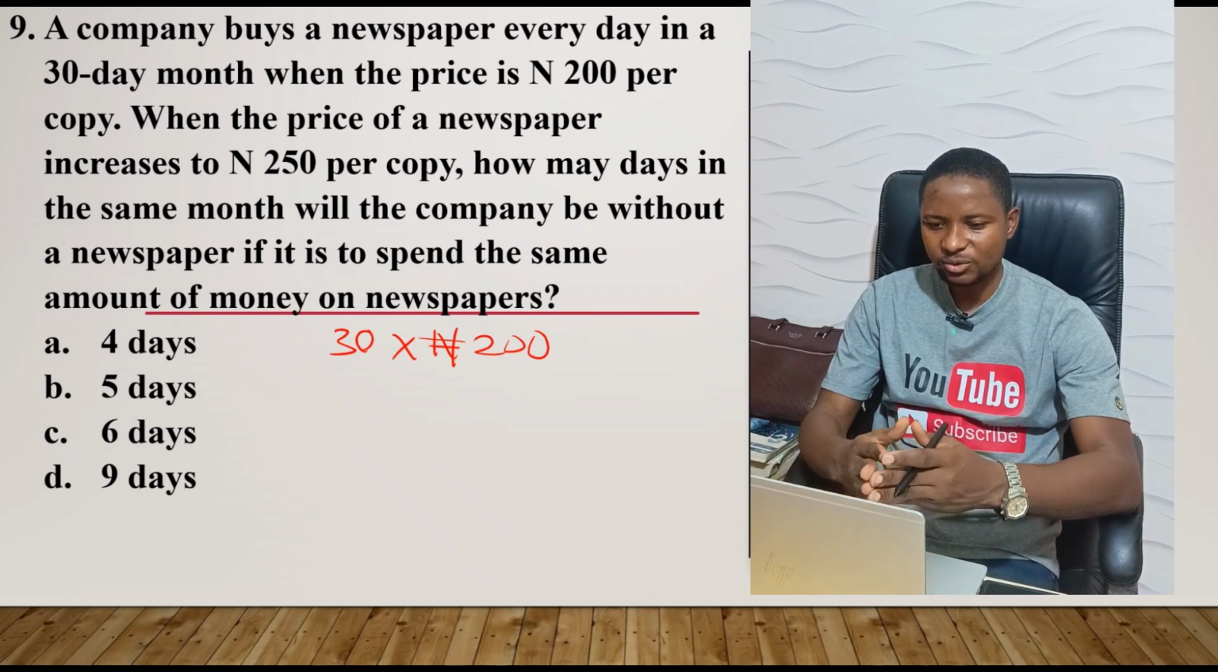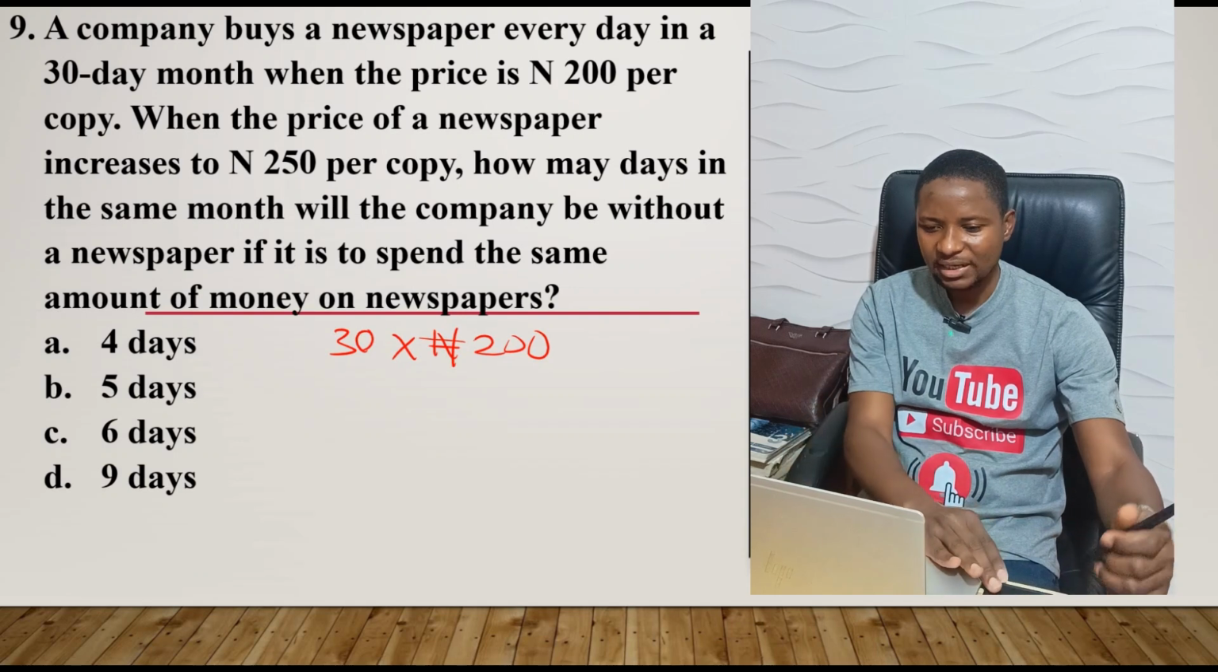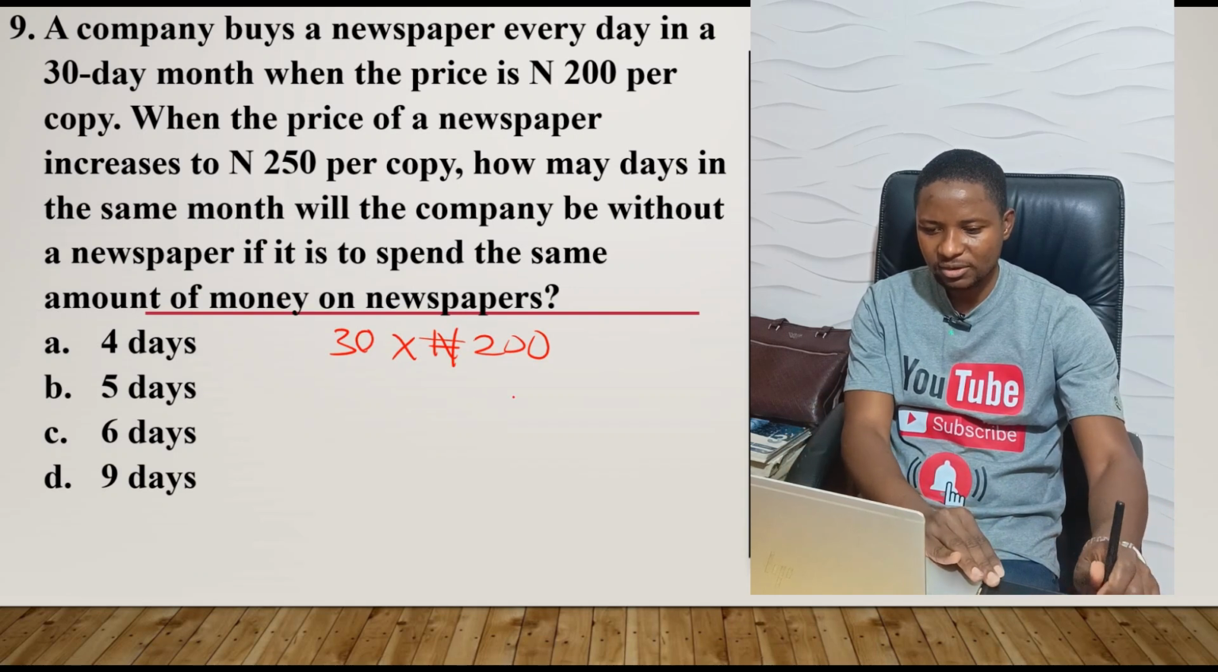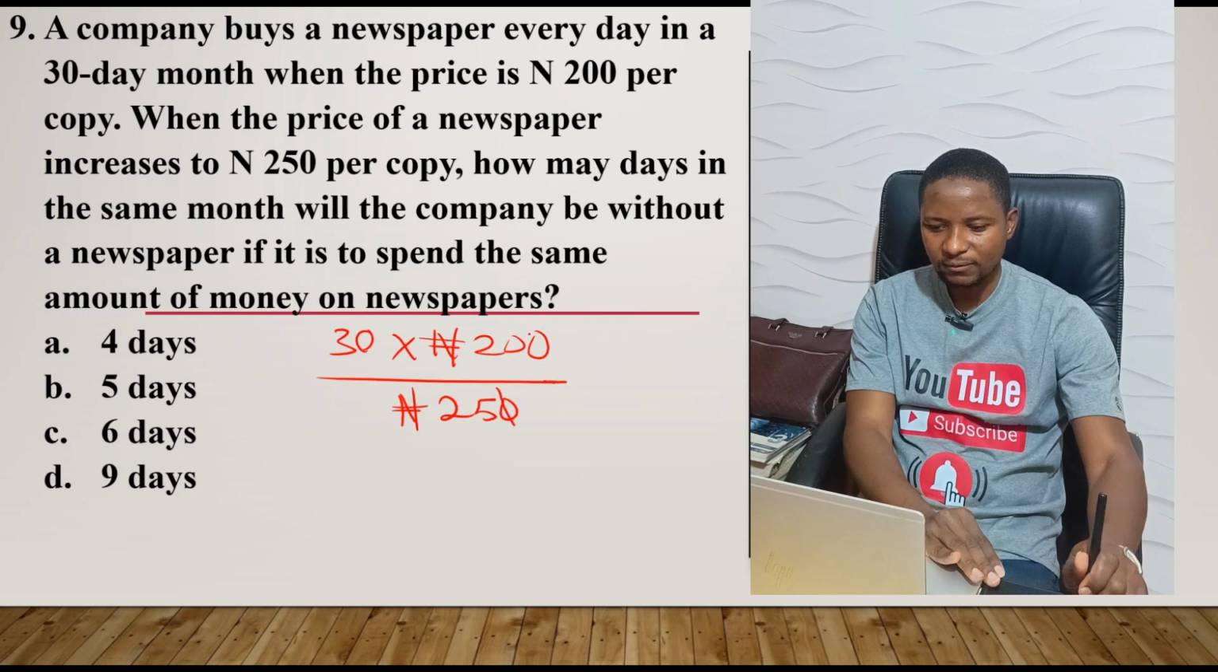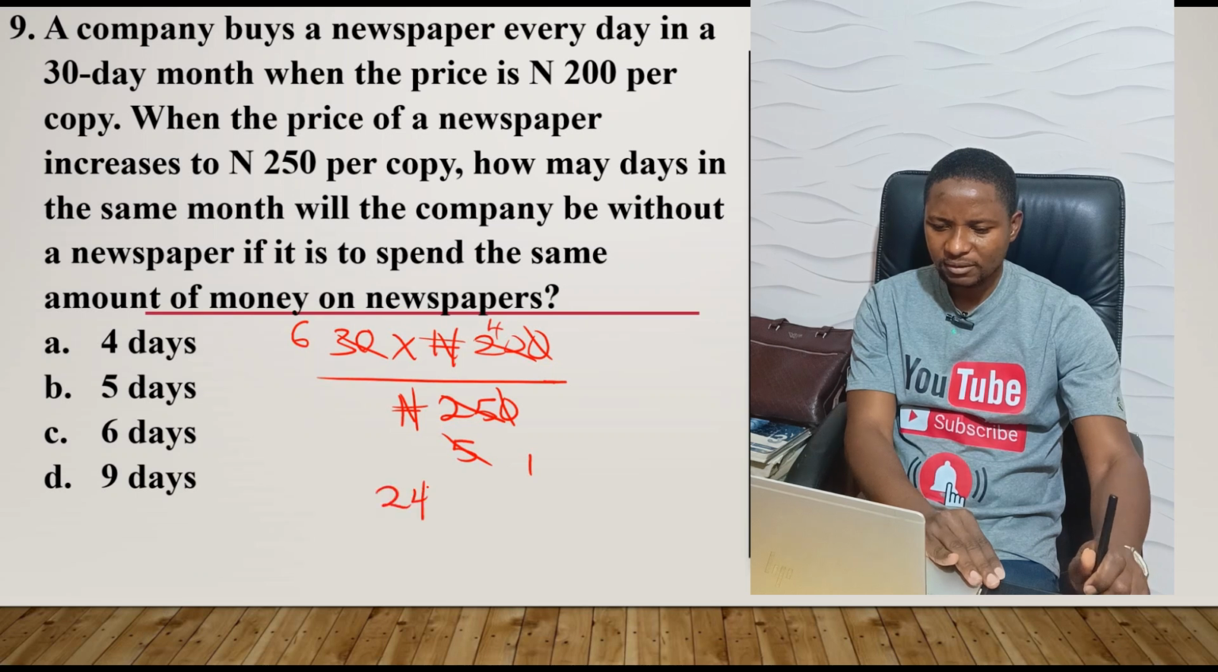And if that is their total, divide by the cost of a copy now, and the cost of a copy is 250. So 0 cancels 0. 5 here you have 5. 5 here you have 4. 5 here you have 1. 5 here you have 6. So when you multiply 6 times 4, you have 24. So this is for 24 days.